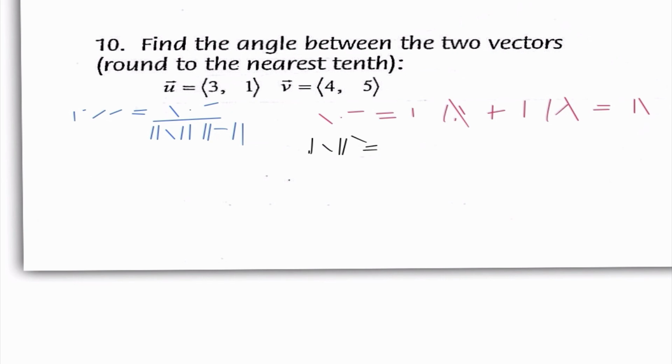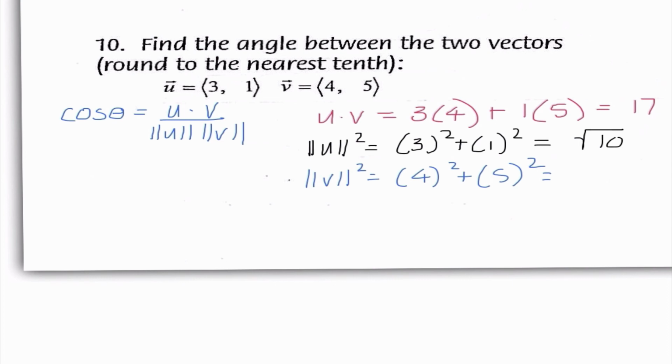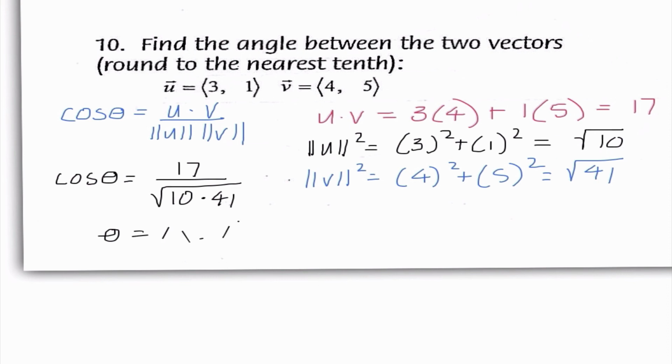Next, I'm going to find the magnitude of u. So I'm going to do the magnitude of u squared equals 3 squared plus 1 squared, which ends up being radical 10. The magnitude of v squared would be 4 squared plus 5 squared, which would be the square root of 41. So now I'm going to put all that stuff into our formula here, and I'm going to say cosine theta equals 17 over the square root of 10 times 41. And this is something that I can put straight into my calculator by using cosine inverse. And when I do that, I end up getting that our angle is 32.9 degrees.